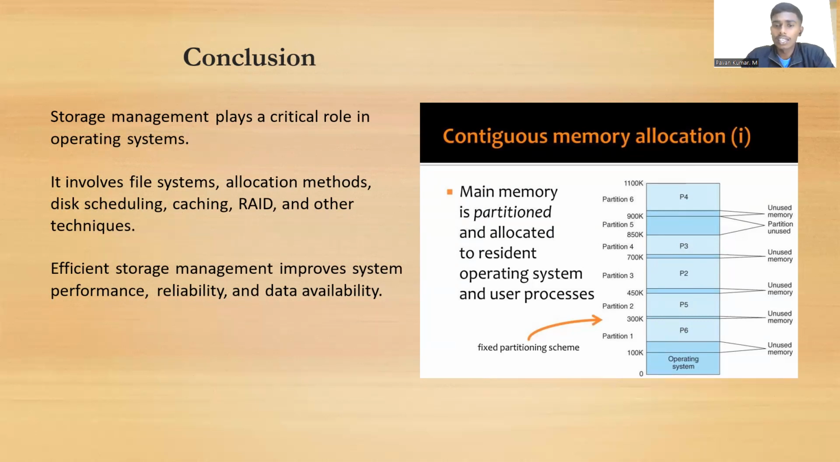Contiguous memory allocation. Here is a flowchart where the main memory is partitioned and allocated to the resident operating system and user processes.